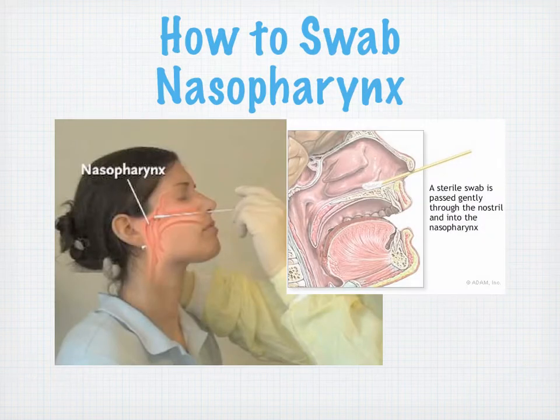Okay, so next slide there, how to swab a nasopharynx. These are two really excellent pictures, and I like the way they say gently pass through the nostril and into the nasopharynx, because if you've ever had a rapid nasopharynx swab, it's not rapid or gentle. So just go ahead and tell your patients up front this is going to kind of suck your will to live. So just don't breathe for a few minutes and let's just get this over with.